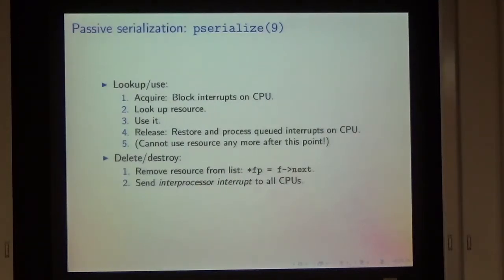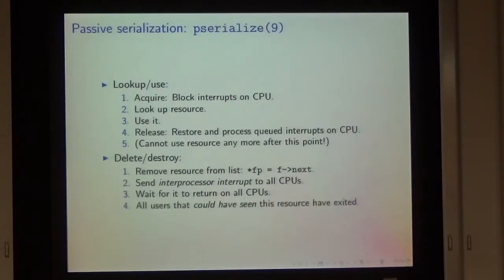And that, it says execute nothing, basically. Just execute some code that does nothing. Then the destroyer waits for it to return on all CPUs. Now, the key point is, if any CPU is using a resource right now, the interprocessor interrupt is blocked. So doing nothing has to wait until the resource is done being used, and can then be released.